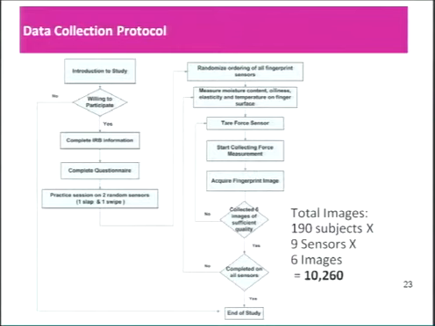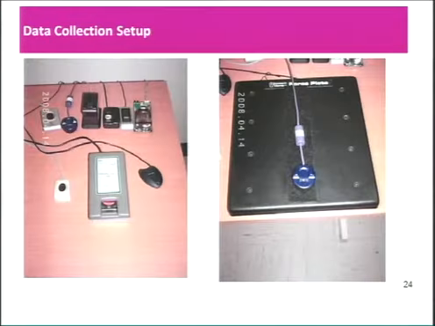There were 9 sensors, and on each sensor they provided 6 images. So in total, we had 10,260 fingerprint images at the end of the study, and the entire data collection time period was about 3 months. 3 full months of data collection before we could actually go ahead and do the data analysis.